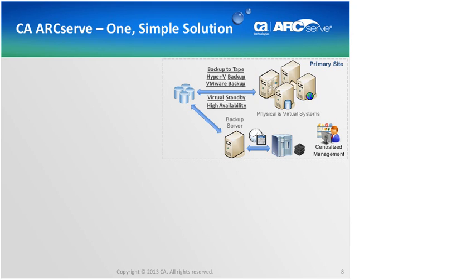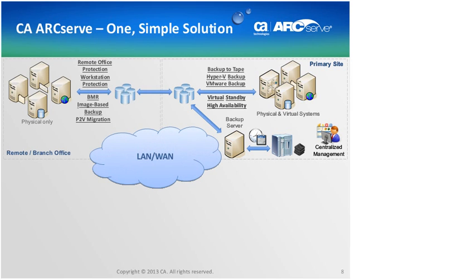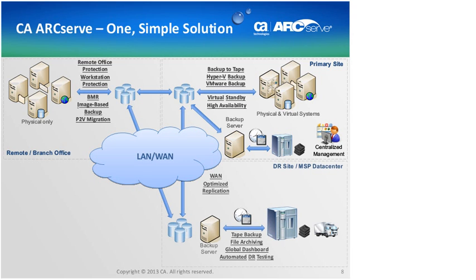Okay, so let's have a quick look at how we can protect data on the customer side. First of all, definitely you can do a backup to tape. You can do a Hyper-V backup or VMware backup, or you can even create a virtual standby locally on the customer side. If you have a remote or branch office, we can protect them too. We can do an image-based backup of all your branch servers. We can replicate it through LAN or WAN back to your primary site.